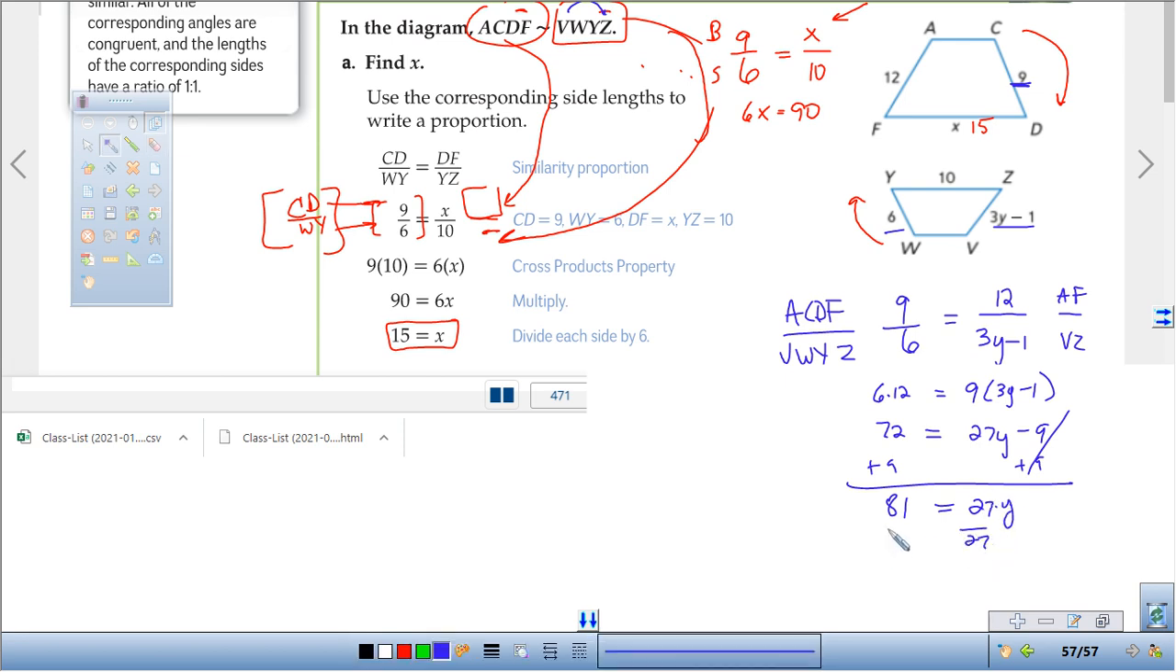Divide by 27, divide by 27. I'm going to say this is y. The 27s, guys, into 81 is a 3, right? 3 times 7 is 21, and 6 is 27. Yeah, that's it. There's my answer.